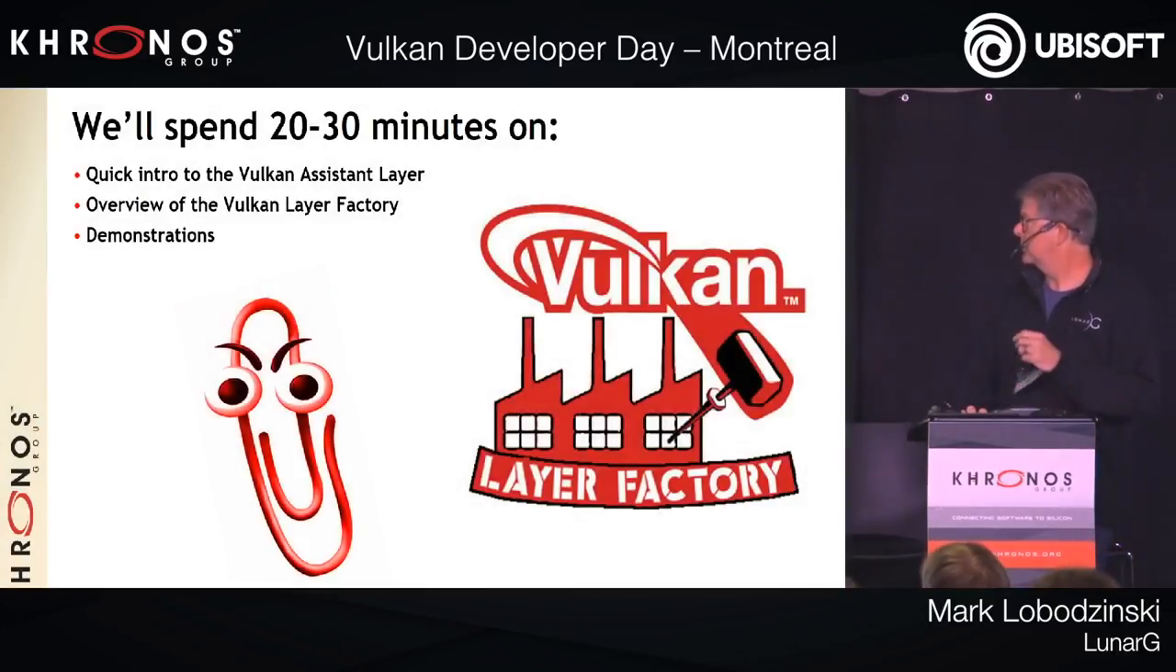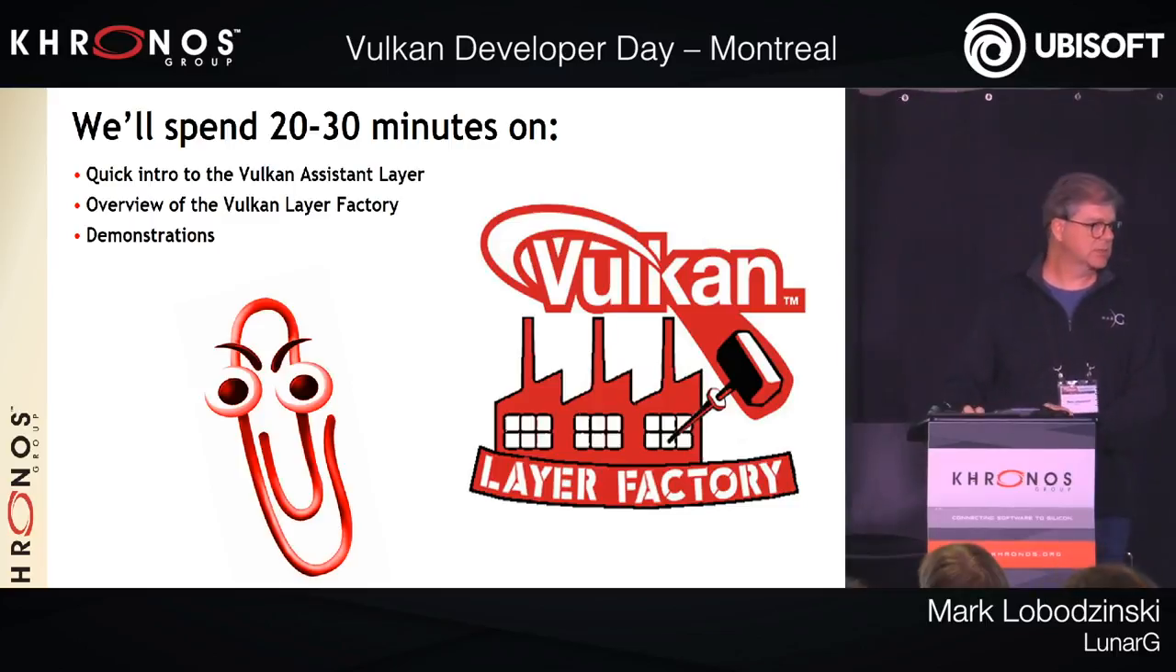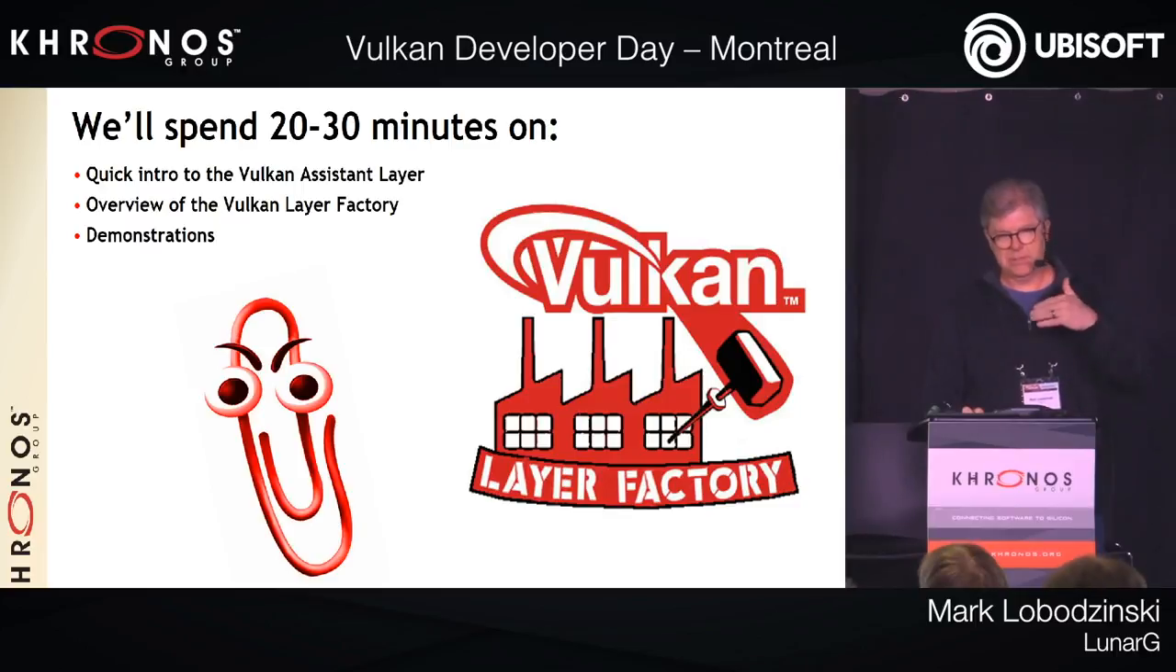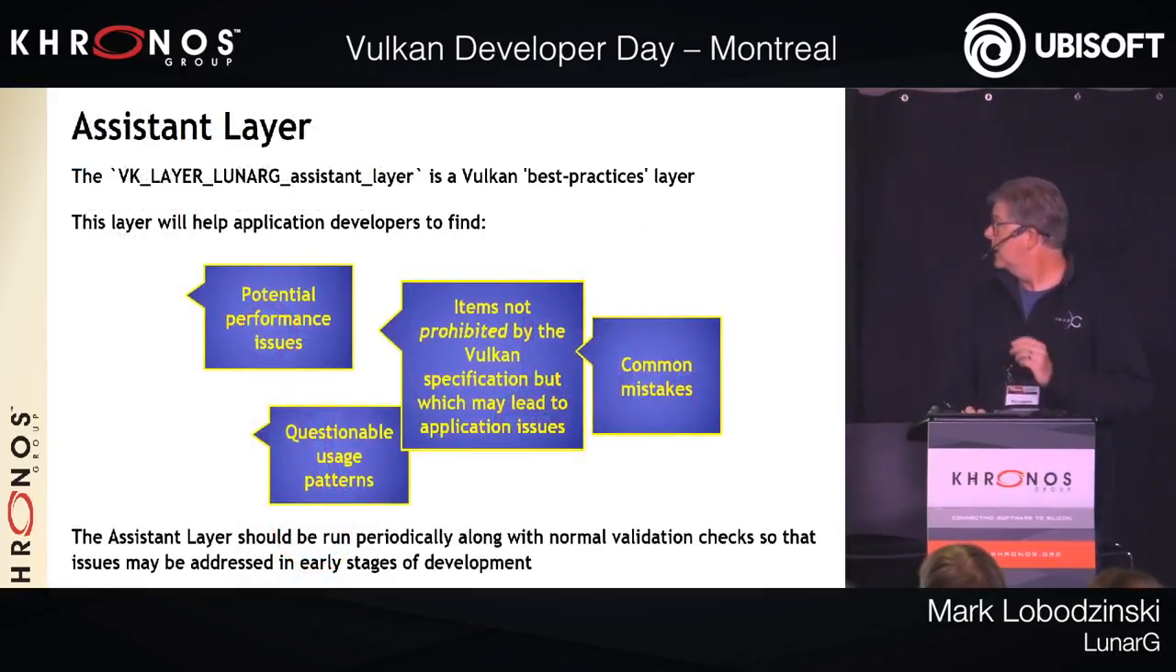Today we're going to talk about a couple of fairly new tools that came out in the 1.1 time frame, the Vulkan Assistant Layer and the Layer Factory. Vulkan is a layered API. At the bottom is what's defined by the specification, and then you can insert other layers in between. Part of the API model is that nearly all of the validation is done in some plugin layers, so you can have them in during development and pull them out later so they don't get in your way.